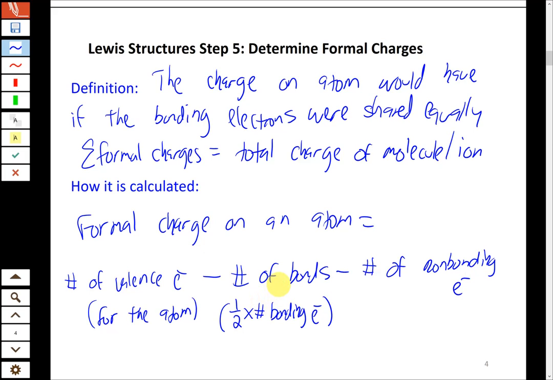you look at the structure that you have drawn, and you just count the number of bonds that an atom has, and you count the number of non-bonding electrons that an atom has. So for that particular structure, you just count those up as it's drawn. So let's go through the ones we've been doing in a little bit here.